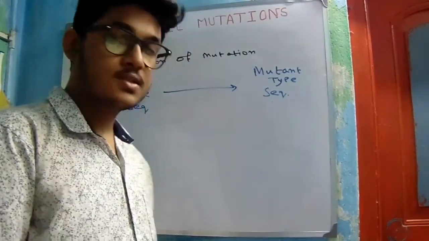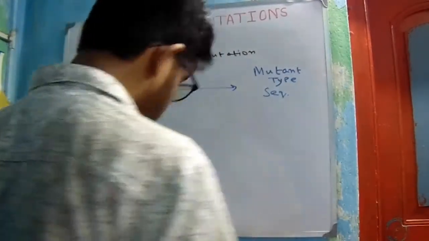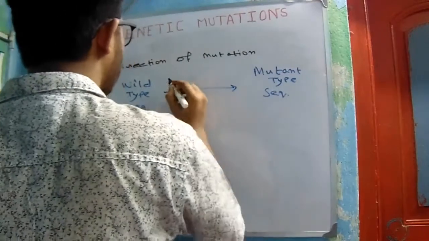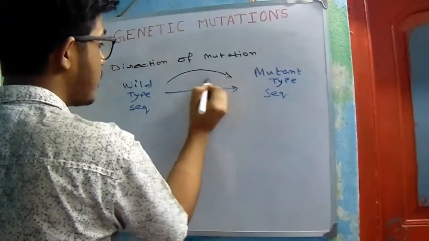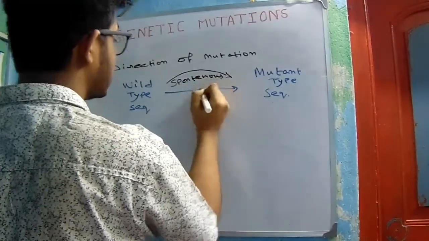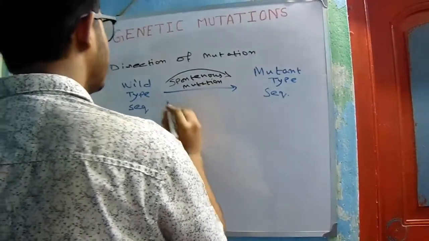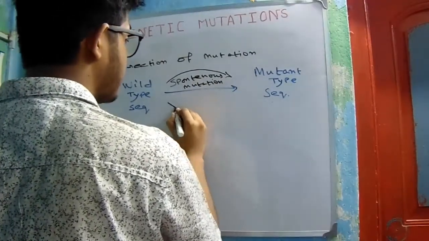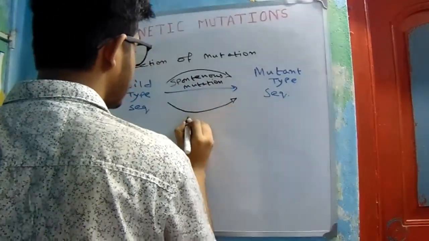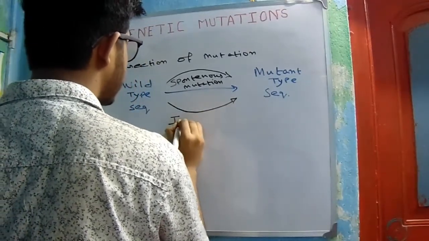Right? Some mutations are spontaneous in nature. That means the mutation occurs spontaneously. It's very rare in nature, but it occurs. We call it spontaneous mutation. And mutation can also occur by the induction of any kind of mutagenic agents. So it's called induced mutation.